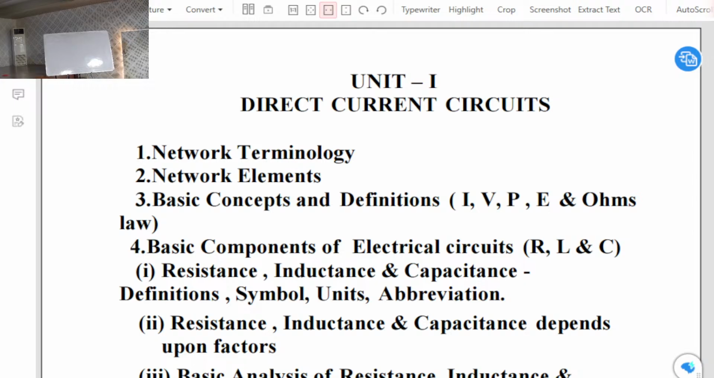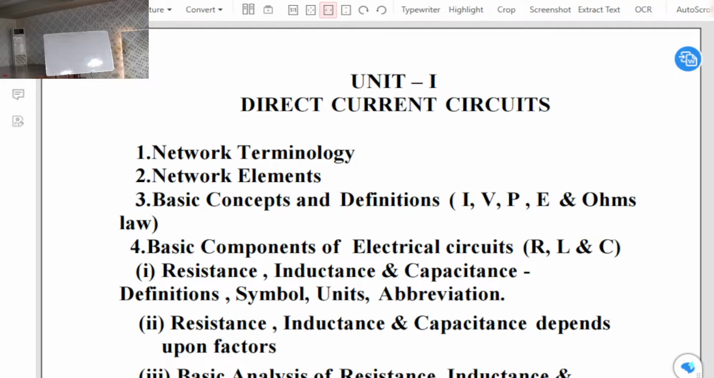Totally how many topics do we have? Eight topics. DC circuits only, not AC circuits. We still need to complete AC circuits to complete unit 1. So today, fourth topic, basic components of electrical circuits.